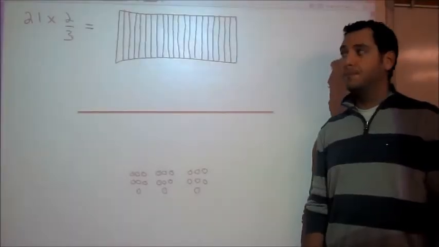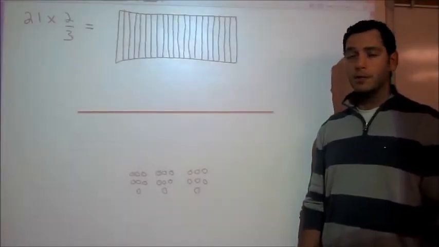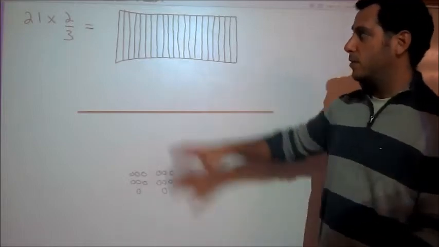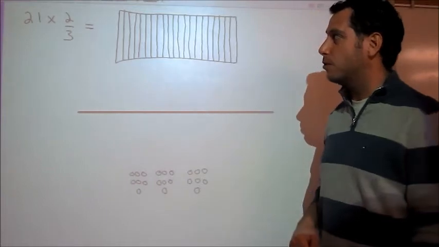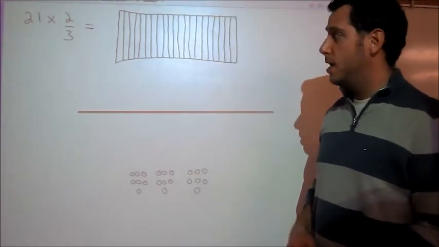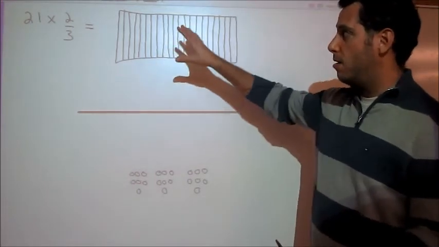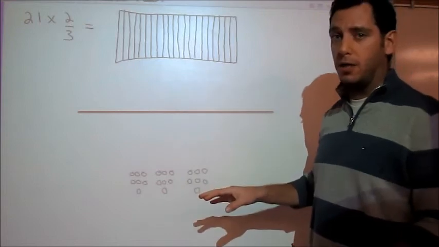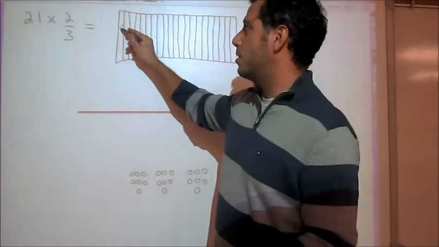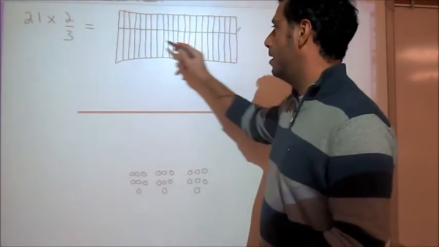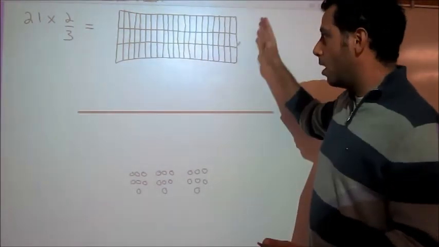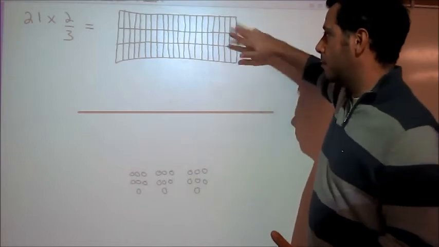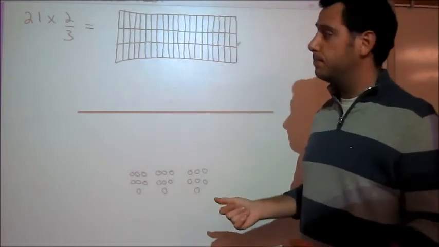Let's take another problem: 21 times 2/3. What I've done is I've used the rectangle model here. I've divided it into 21 even vertical spaces. And I'm going to divide up all of those 21 individual spaces into thirds. It's going to look like this. Each one of them now has 3 even parts.